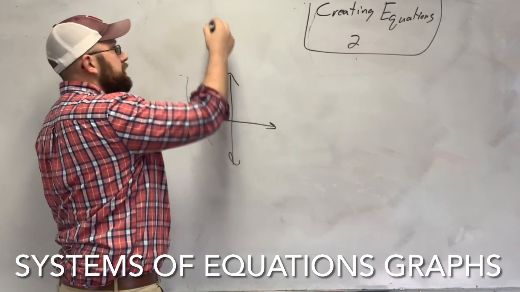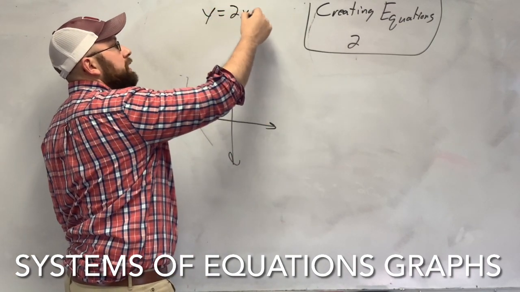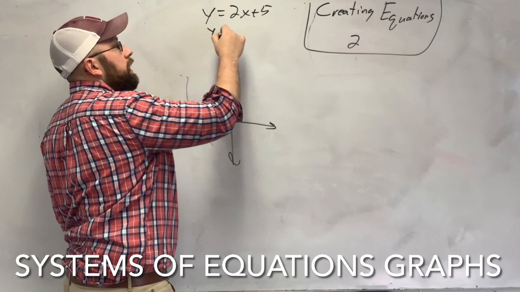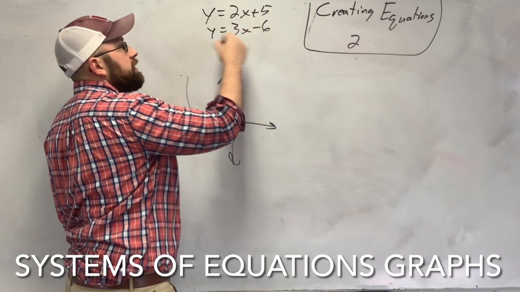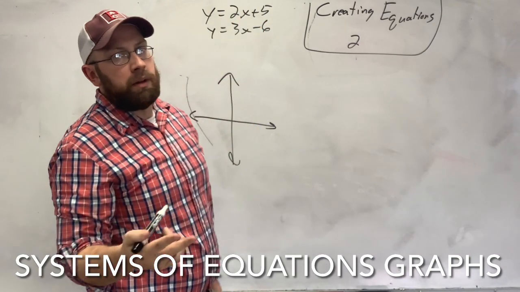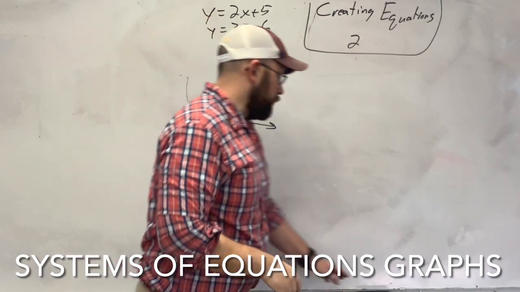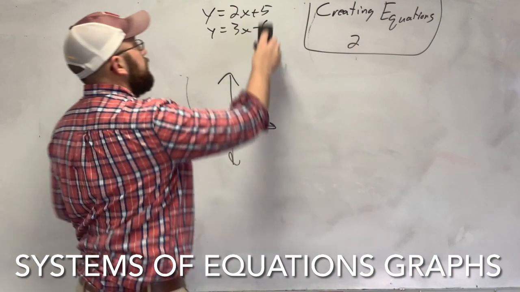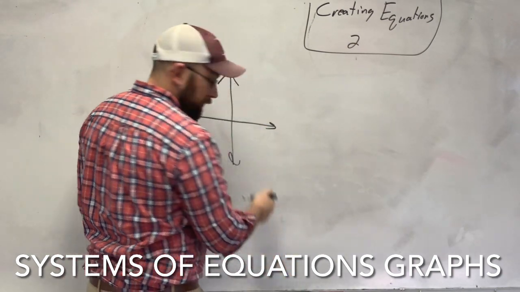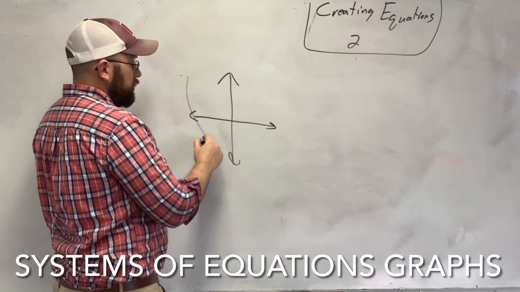So when you graph a system, it'd be like y equals 2x plus 5 and y equals 3x minus 6. This is a system of equations. It's two equations together that have different forms of solutions, usually only one. So this will look in three ways. The first way is what I just showed you.